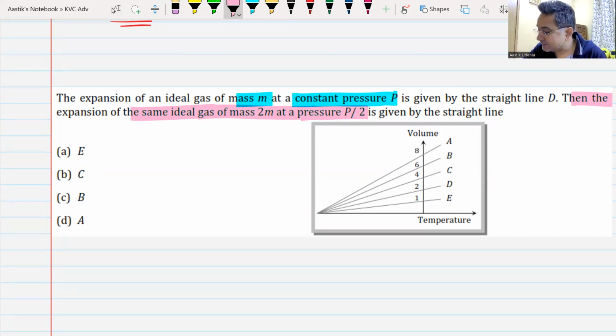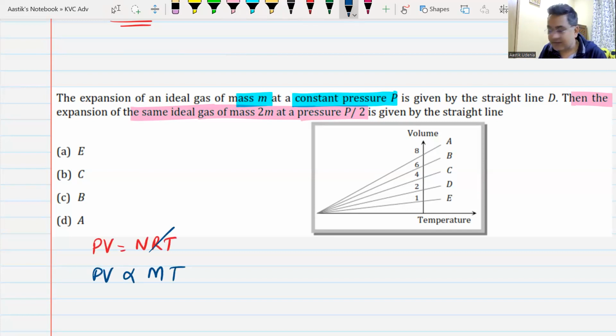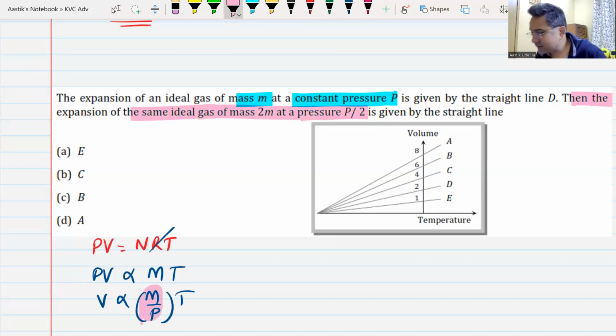Volume versus temperature graph. So just take a deep breath. Everything is there. PV is equal to nRT. R is a constant, so don't worry about R. Or PV is directly proportional to M into T. So V is proportional to M by P into T. And this M by P becomes the slope of this graph. As simple as that. The slope of the first graph is M by P.